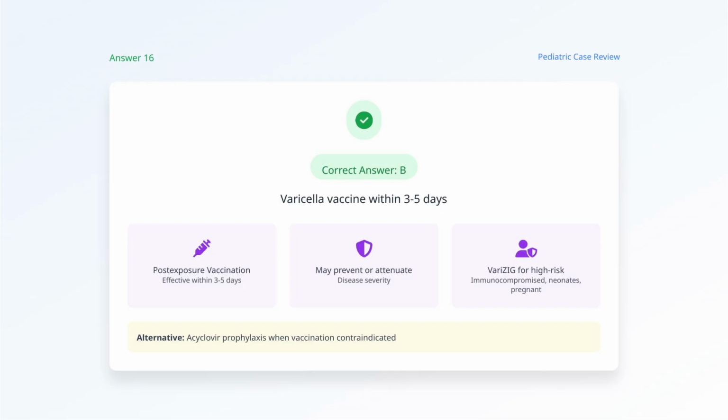For healthy unvaccinated children exposed to varicella, the vaccine can be administered within 3 to 5 days of exposure and may prevent or attenuate disease. Varicella zoster immune globulin, or VariZIG, is reserved for high-risk individuals such as immunocompromised patients, neonates, and pregnant women. Acyclovir prophylaxis is sometimes used as an alternative when vaccination is contraindicated.